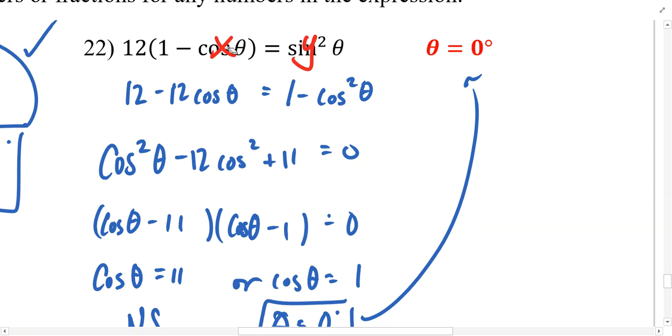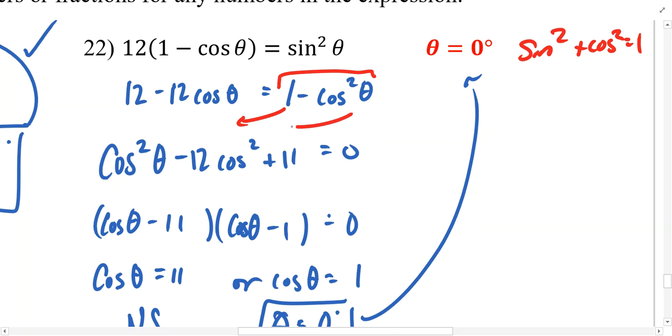For number 22, we're going to use a combination of both substitutions and trig identities. Since we have cosine over here on the left, I distributed the 12 in, and then I thought about changing sine squared into some form of cosine squared. And I did that with a Pythagorean identity. The Pythagorean identity helps us to realize that sine squared plus cosine squared is equal to 1, so therefore sine squared by itself is equal to 1 minus cosine squared. And that's where this substitution came into play.